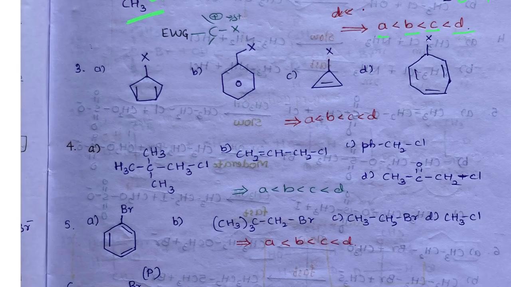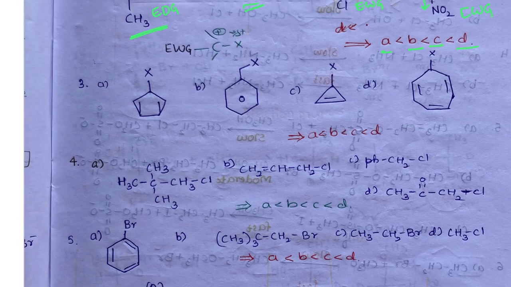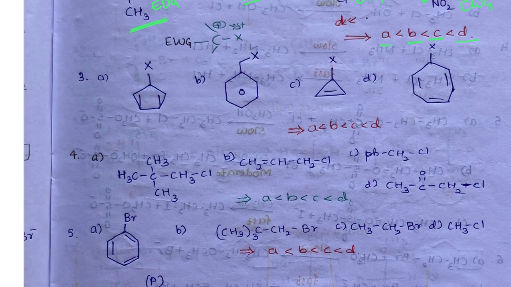Then next, here you have to focus on this. Our concept is very clearly mentioned, and it is very important to solve SN2 reactions. So this is a partial negative charge, and this is a partial positive charge. When the leaving group leaves here, the magnitude of this positive charge should increase, then it is more reactive. The partial positive charge magnitude increases when electron withdrawing groups are present.